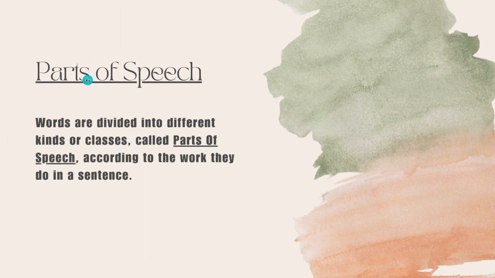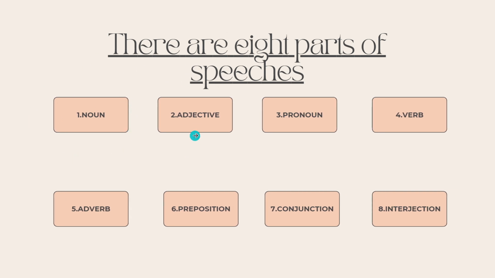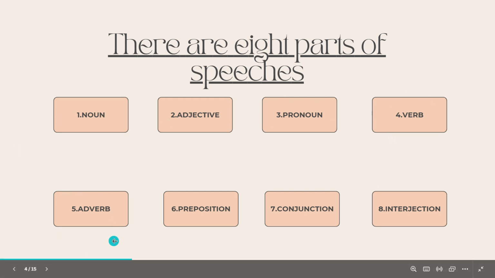Now, parts of speech. Words are divided into different kinds of classes called parts of speech, according to the work they do in a sentence. What kind of work can they do? It is about how we are using them in a sentence. The work they do all differs and is based on how they function. Now let's see how many parts of speech there are. There are 8 parts of speech. First is noun, second adjective, third pronoun, fourth verb, fifth adverb, sixth preposition, seventh conjunction, and eighth interjection.